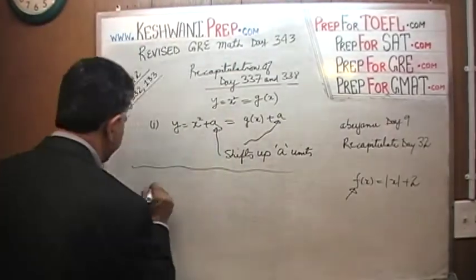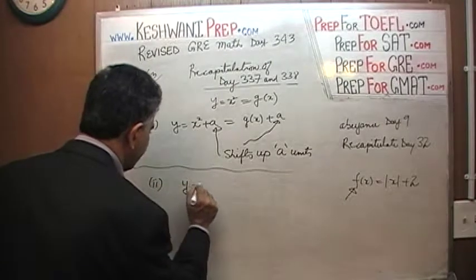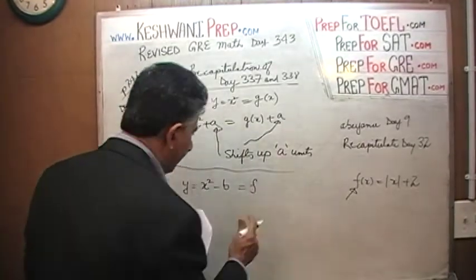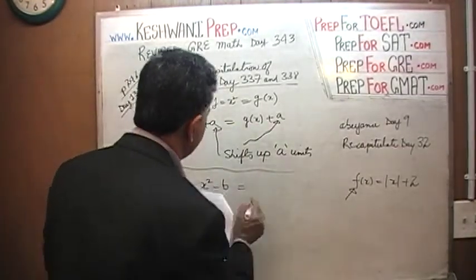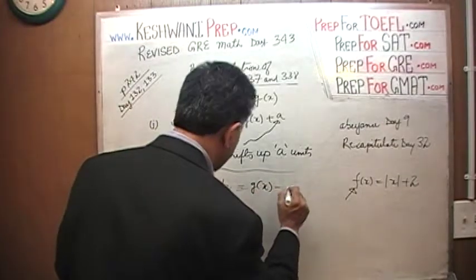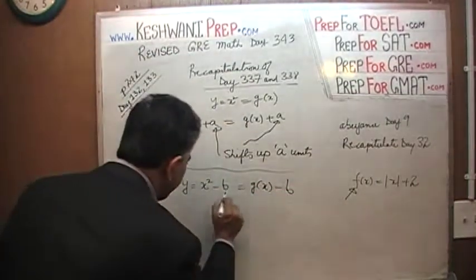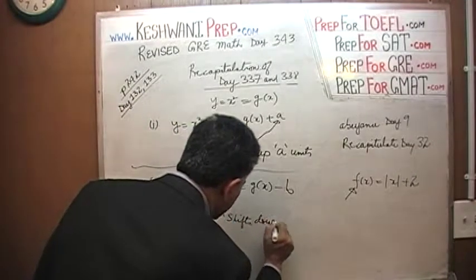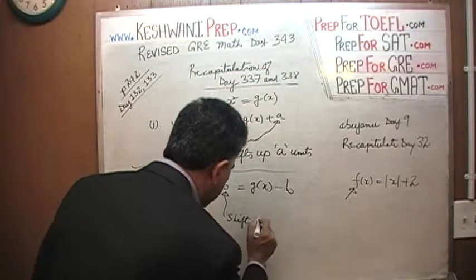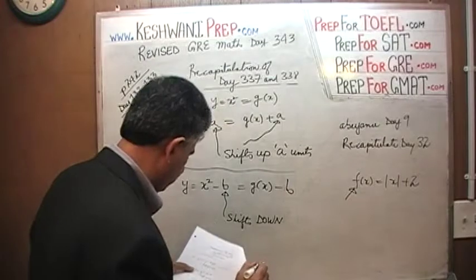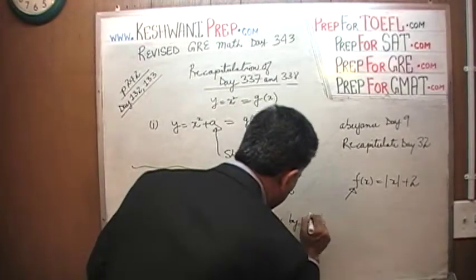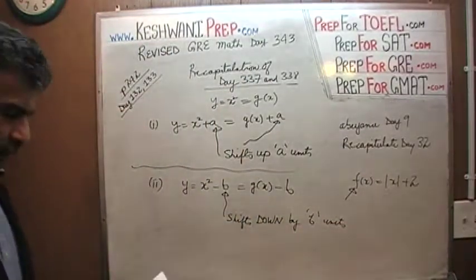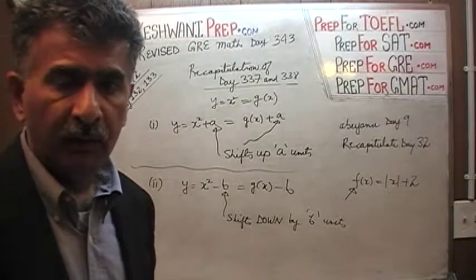Here's the second part. Y is equal to x squared minus b. So here we have our g of x minus b. This tells us that we are shifting it down by b units. So that takes care of the shift up and down along the vertical axis.